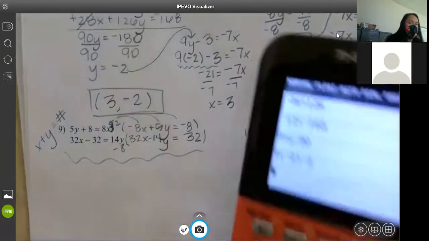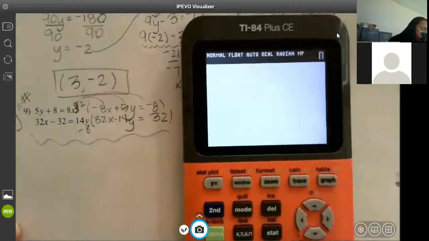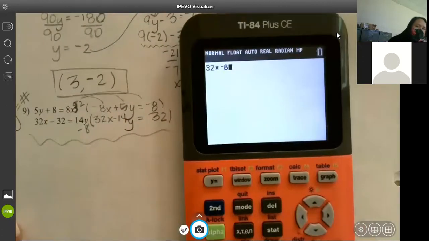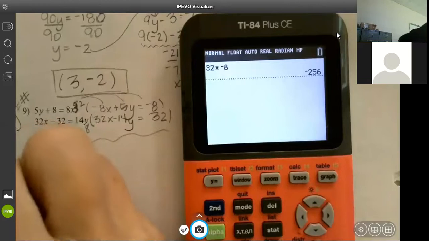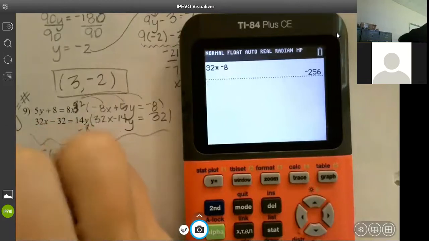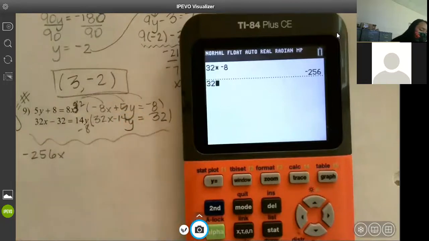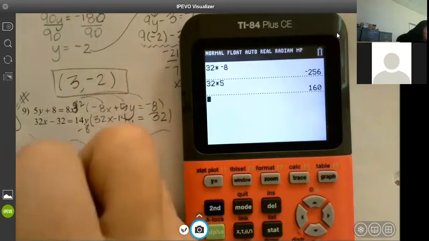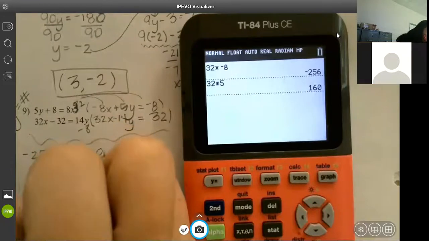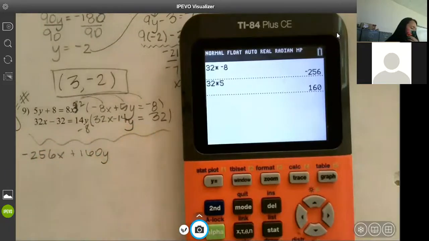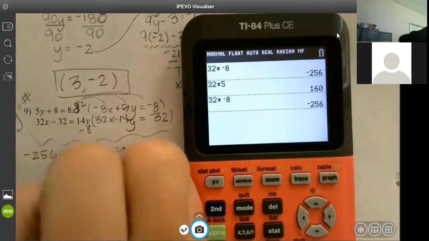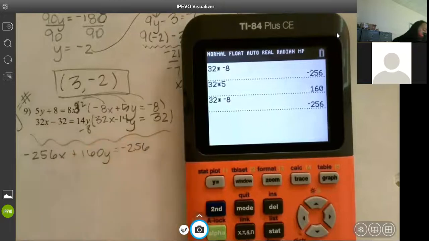Again, use your calculator if you have to. So we have 32 times -8 gives us -256x. Distribute your 32 to your 5, and we get 160y. And then distribute your 32 to your -8, which we already did, and got -256. So all I did was multiply right there.